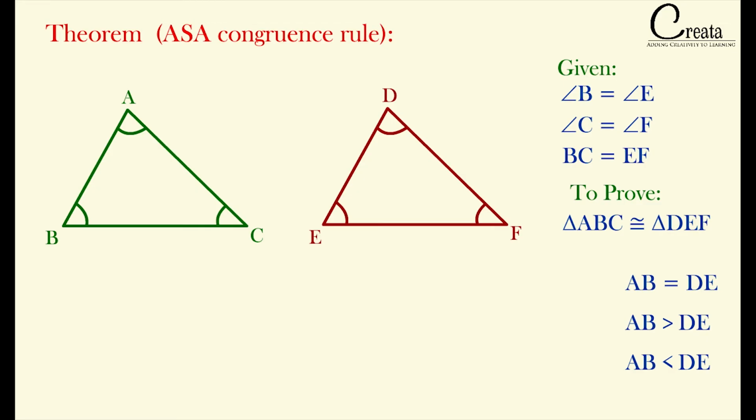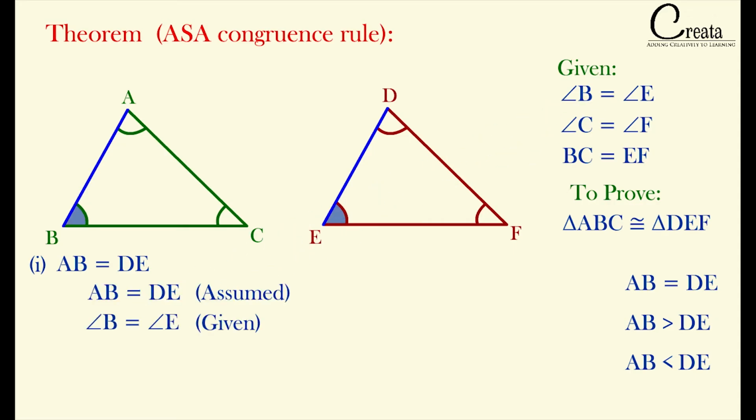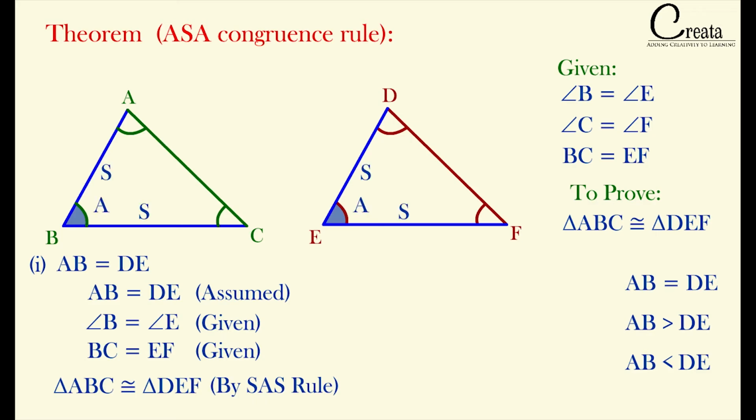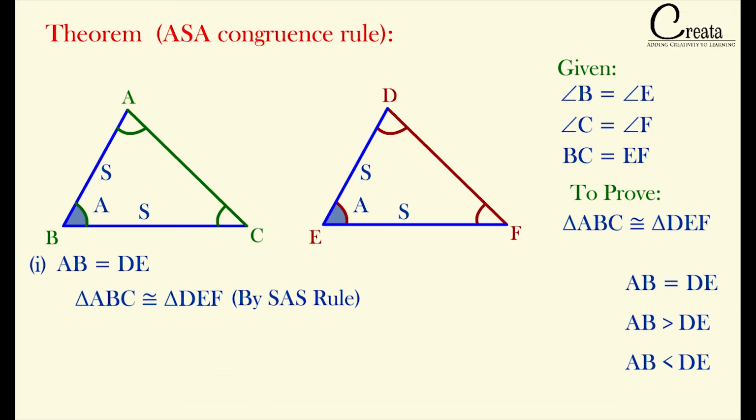Let's take the first case, that is AB is equal to DE. Now what do you observe? Here AB is equal to DE, that we have assumed. Angle B is equal to angle E, that is given. And BC is equal to EF, that is also given. So by SAS rule, triangle ABC is congruent to triangle DEF. In the case when AB is equal to DE, we got triangle ABC congruent to triangle DEF.